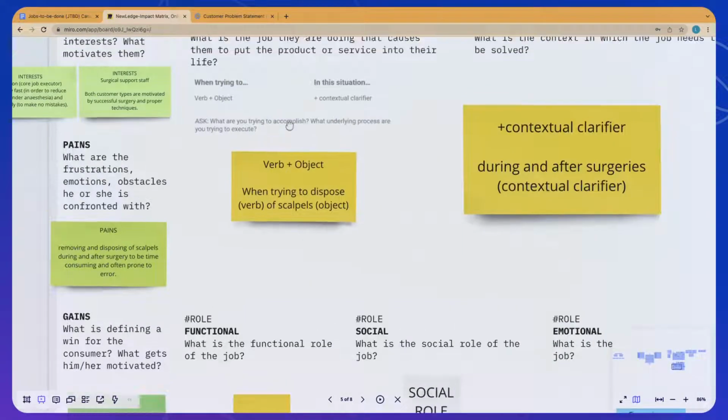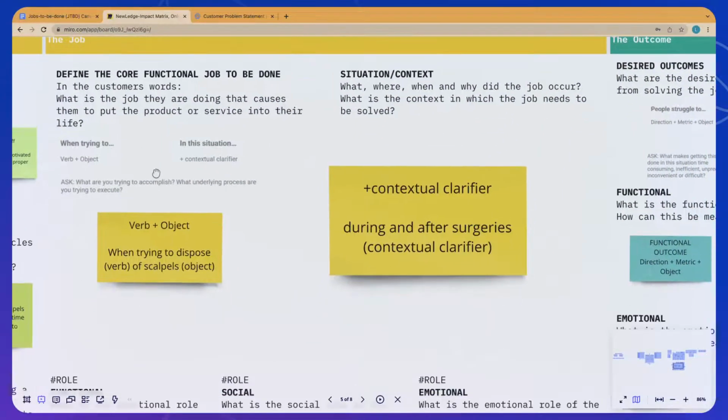So what does our customer problem statement look like now? Well, remember we defined the core functional job to be done. Now this was an interesting one and it's up for debate, and I look forward to talking to you about it in the masterclass. Is the core functional job the surgeon operating on the patient? Or is the core functional job the surgical support staff trying to dispose of the scalpels? Okay, so we've got our verb and object. Customers are trying to dispose of scalpels.